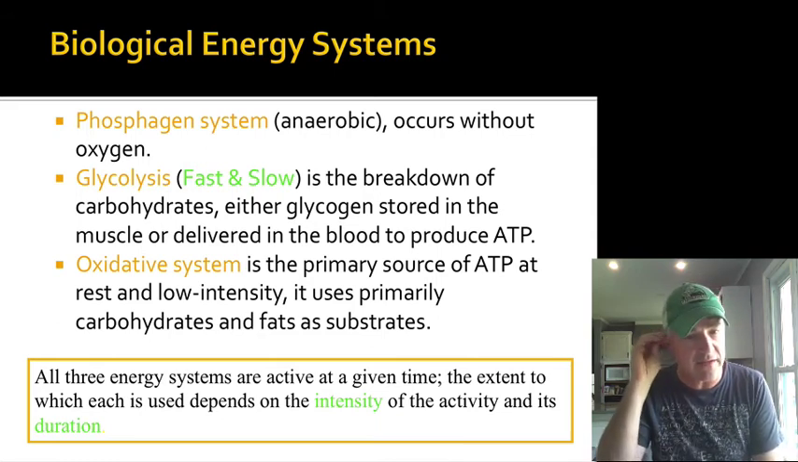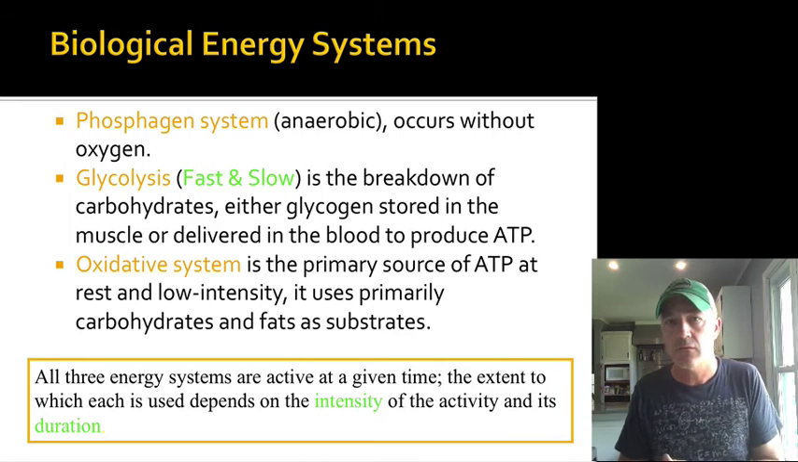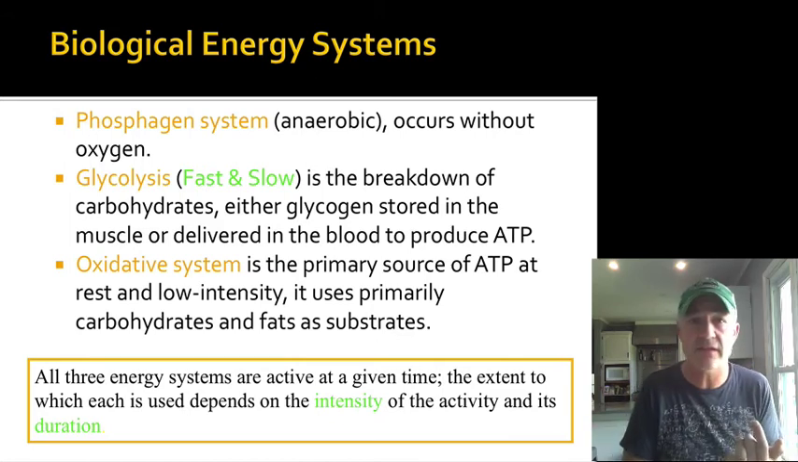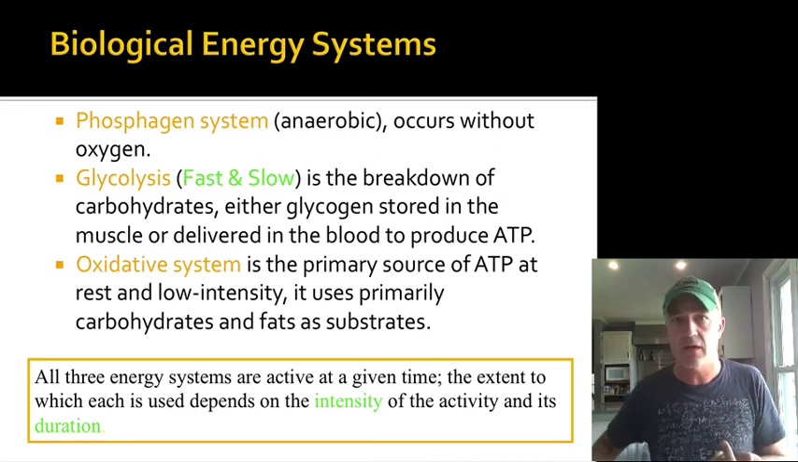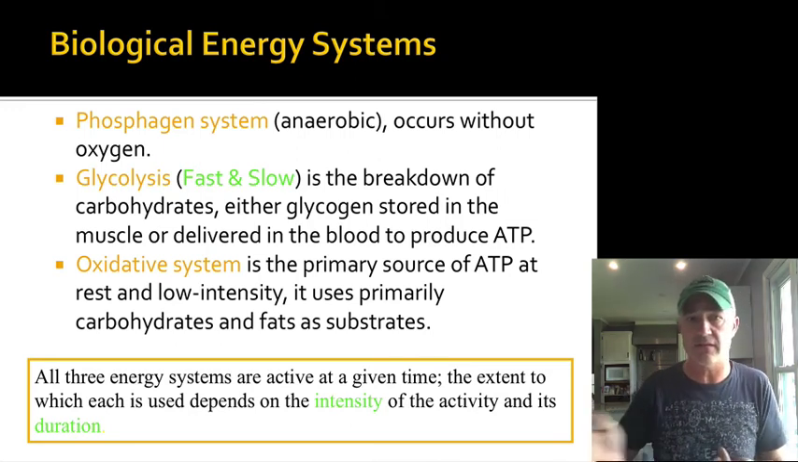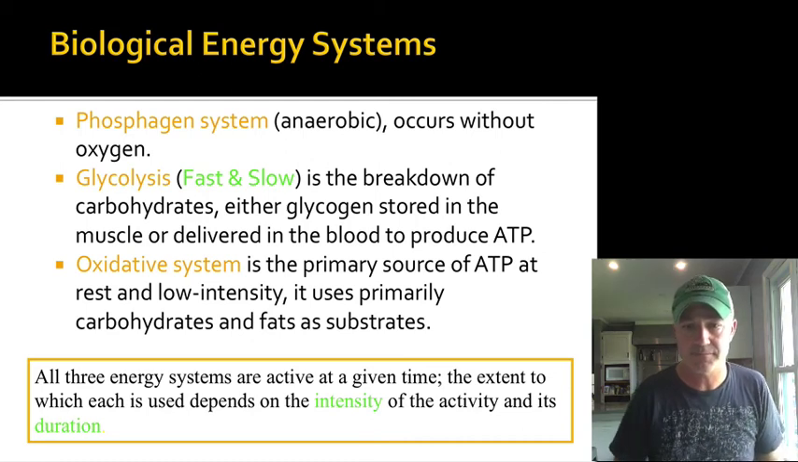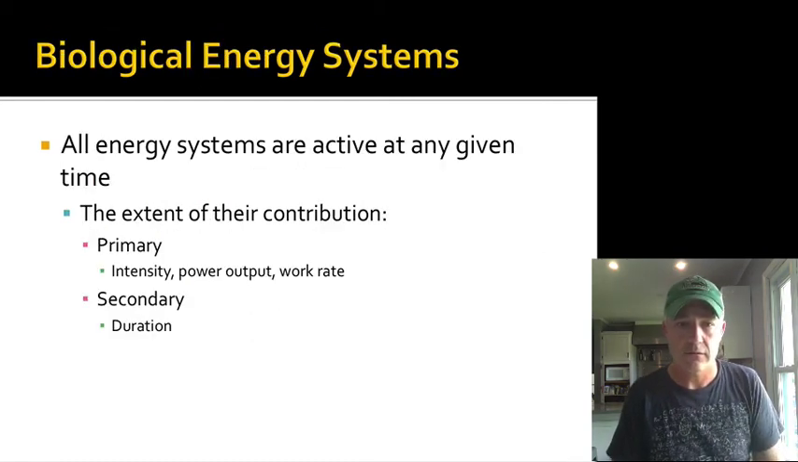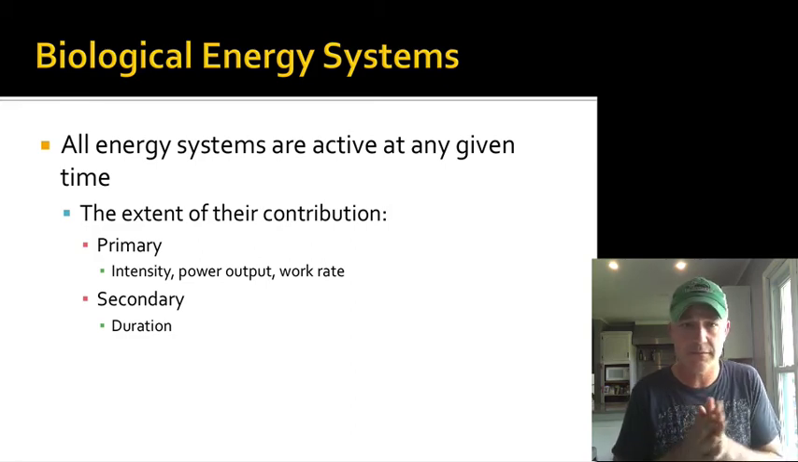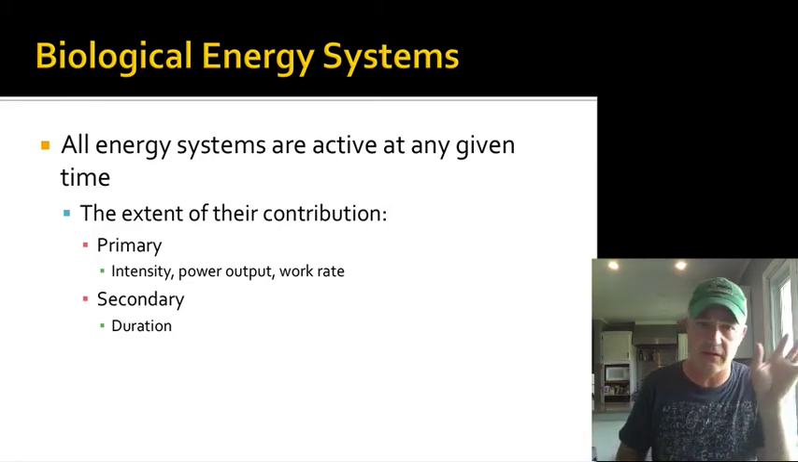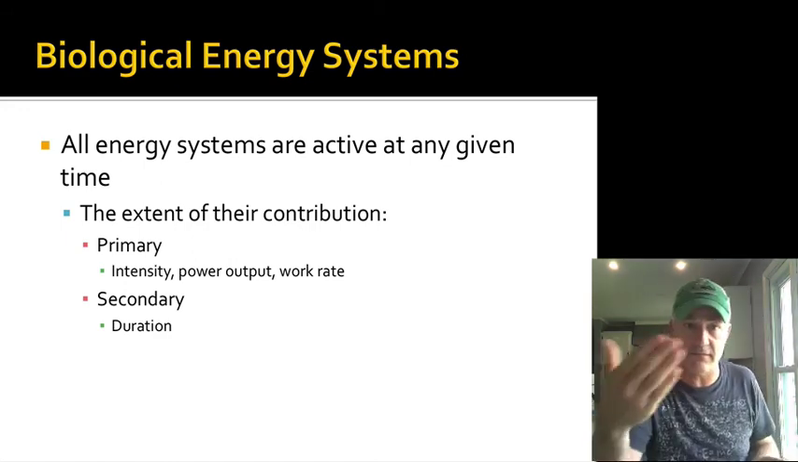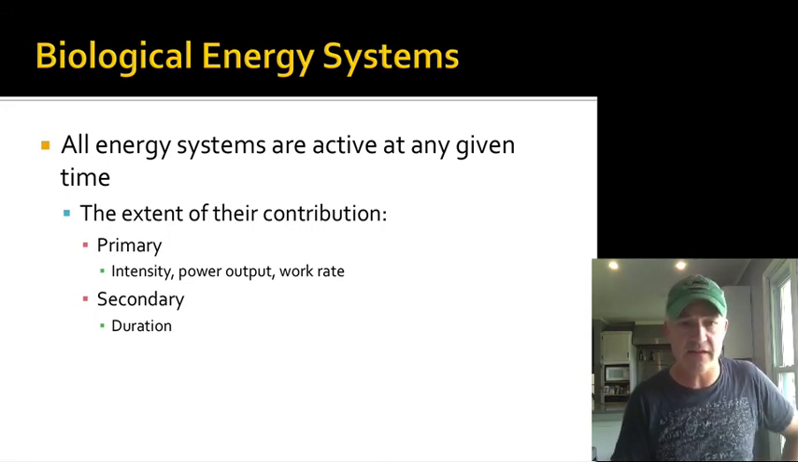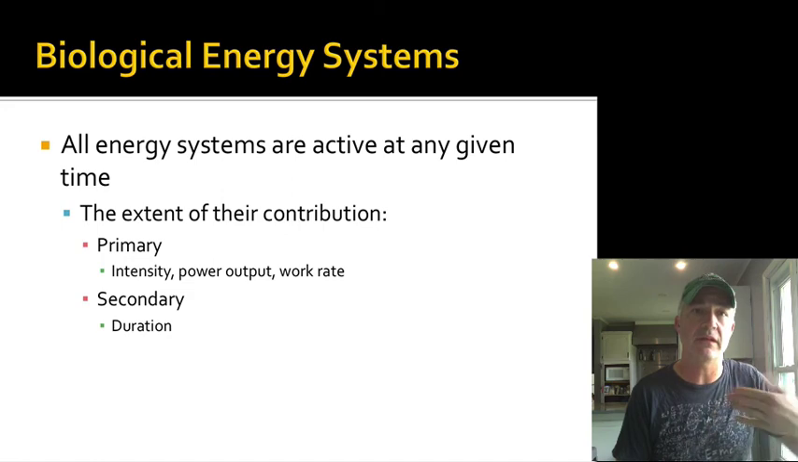They're all being used at a given time. It's just how much or how little is dependent upon how long the activity is going and how intense the activity is. Generally, the longer it goes, the more we have to depend on the oxidative system. The more intense it is, the more we have to depend on these glycolytic and phosphagen pathways. All of them are active. Some of them might be providing the main amount. Some of them might be chipping in a little bit extra. So that's where it's talking about their primary or secondary ones here, depending on time and intensity.